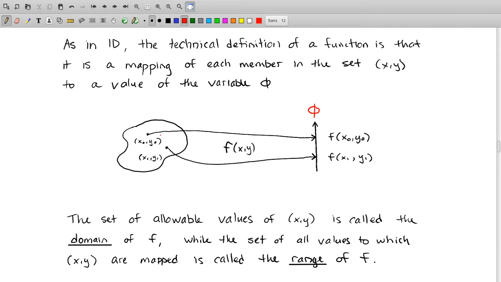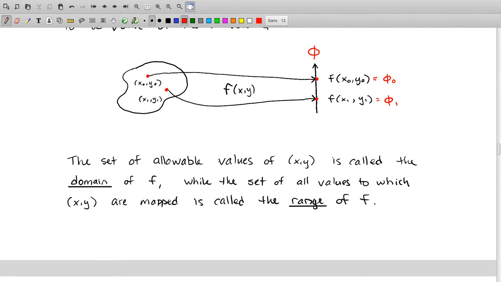So here's the point, x naught, y naught. Here's the mapping. It takes you to this thing right here, which we could call phi naught, which is f of x naught, y naught. Here's the point x1, y1, maps to this point phi 1 that could be called f of x1, y1. All right, so this is pretty intuitive, but it's useful to write it up formally.